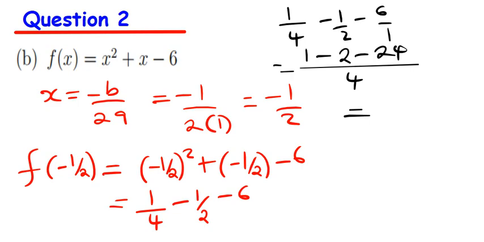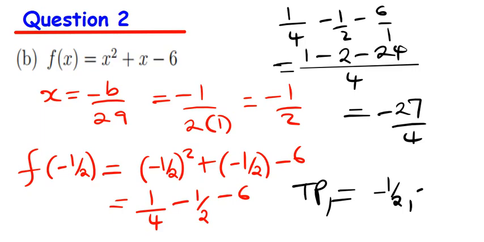Now we've got negative 1 minus 2, that is negative 3. Negative 3 minus 24, that is negative 27. So we're going to have negative 27 over 4. Is it? Yes. So basically that. So at the turning point, therefore, what are we going to have? What did we find as our x? Our x was negative half, comma negative 27 over 4. So basically that would be our turning point.